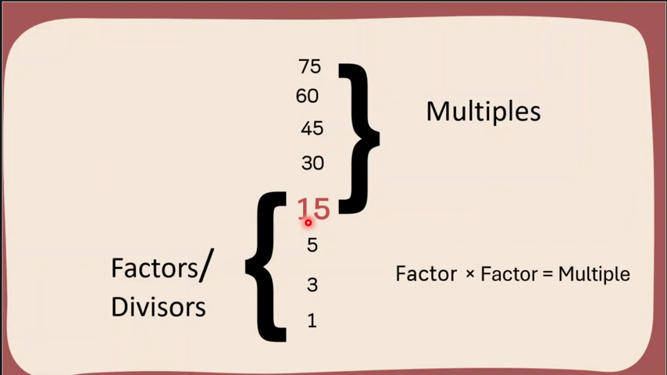We can make a conclusion from this. A factor and a factor gives a multiple. So 15 has factors 5, 3, and when we multiply these two factors, we get 15, which is a multiple of 3 and 5. This is the relation we can find from factors and divisors. Factors are finite, multiples are infinite. When you multiply a factor by a factor, you get a multiple.